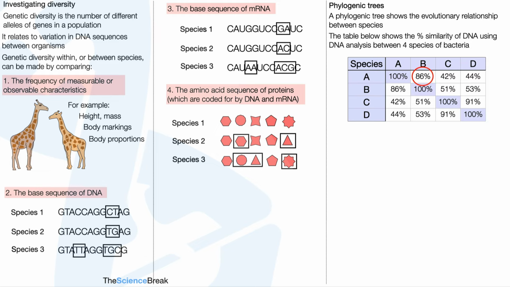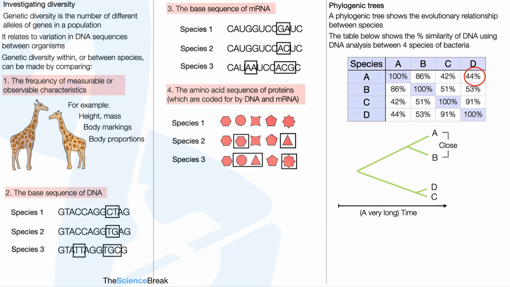However, if we compare A with B, we can see that there's an 86% similarity in the DNA. If we compare A to C, there's only a 42% similarity, and A with D, there is a 44% similarity. So this is how you would read the table. And from this, we can make our phylogenetic tree. Usually this represents a very long time, but with bacteria it might not be such a long period of time. However, we can see that A and B are quite closely related by how recently they branched off into 2 separate species. They have an 86% similarity.